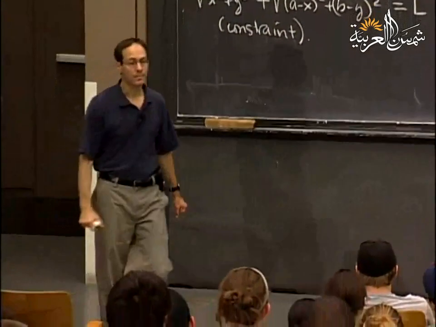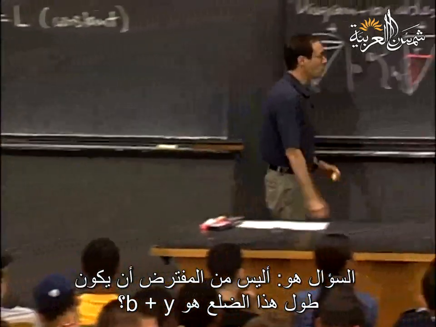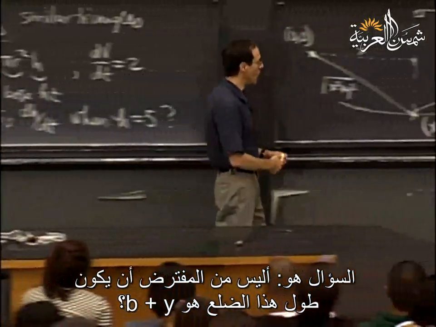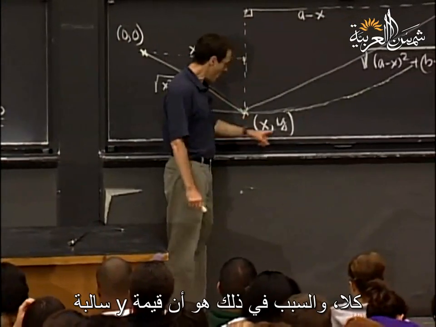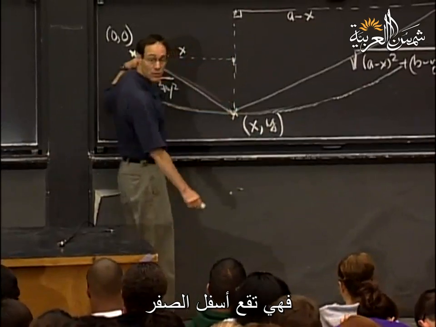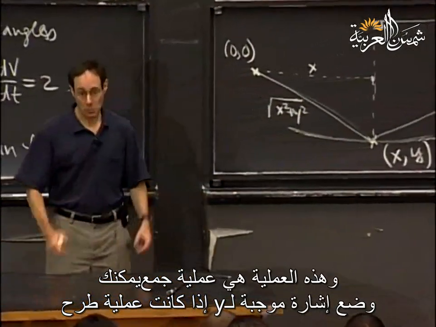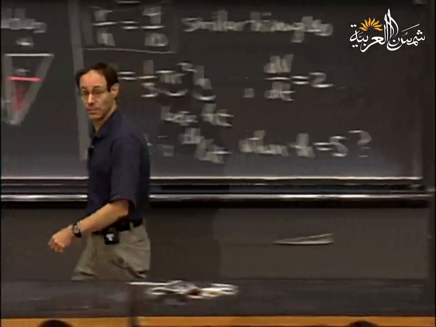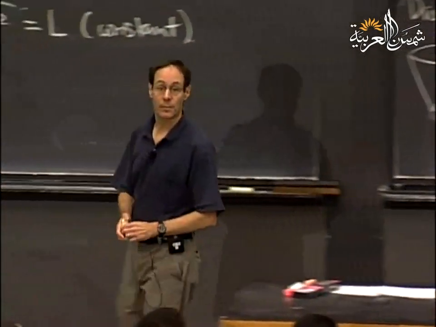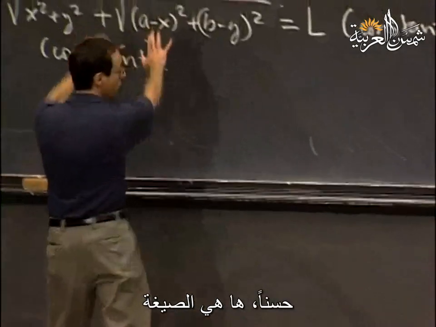Yeah. So the question is, shouldn't it be b plus y? No, and the reason is that y is a negative number. It's below 0. So it's actually the sum; minus y is a positive number. All right, so here's the formula.